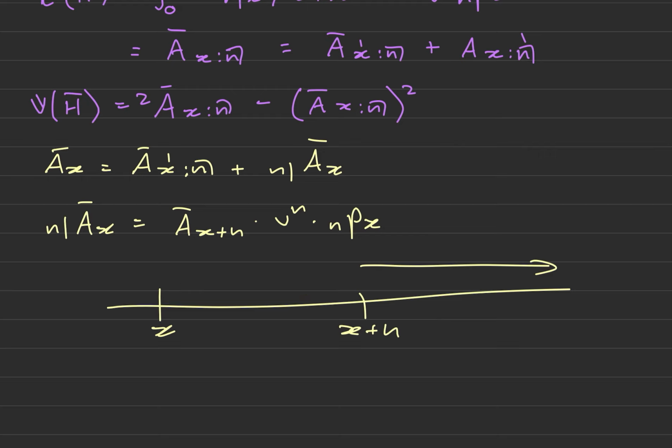I also have to include the time value of money between those two points. And because there are n years between x and x plus n, I use v^n to discount the assurance from there to there. Okay, and why do I have to do this? It's because A_{x+n} gives me the expected present value at this point in time. But right now, he's aged x in this formula, so I have to discount it in terms of time and probability by a further n years.